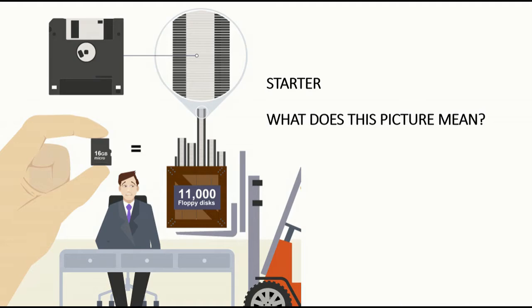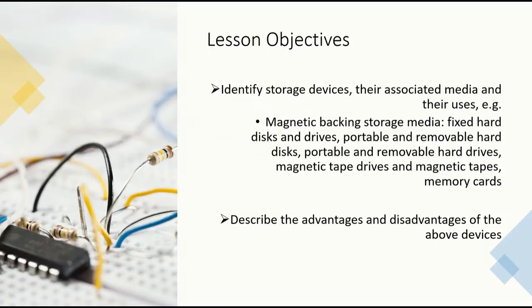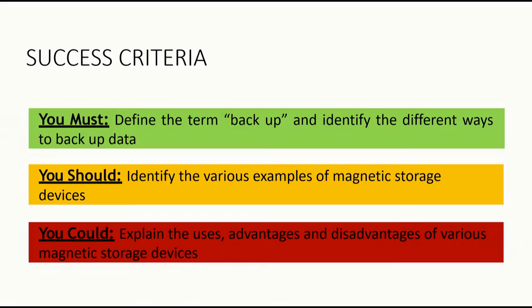Moving forward, the lesson objective for today is that we are going to try to identify what storage devices are, their associated media, and in particular, we are going to look at magnetic storage media, including fixed hard drives, portable ones, magnetic tapes, and so on. And we will also try to identify their advantages and disadvantages.